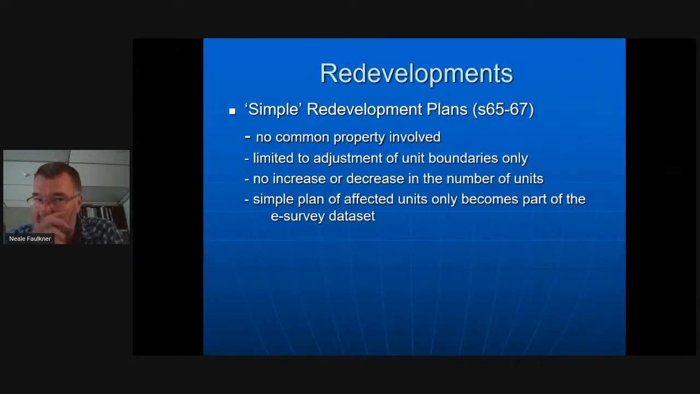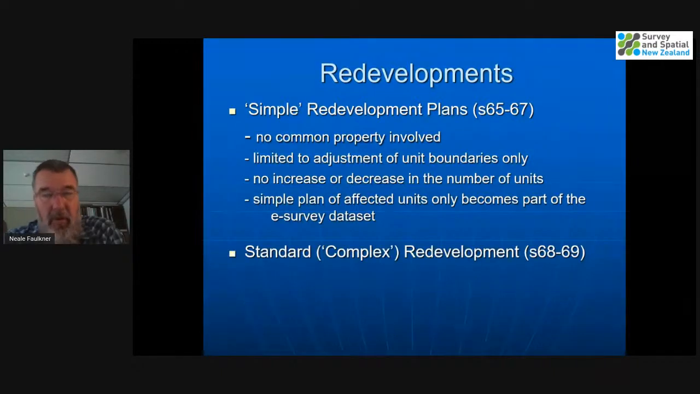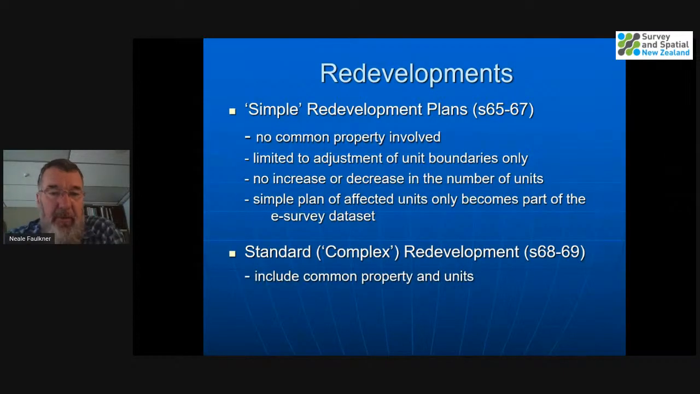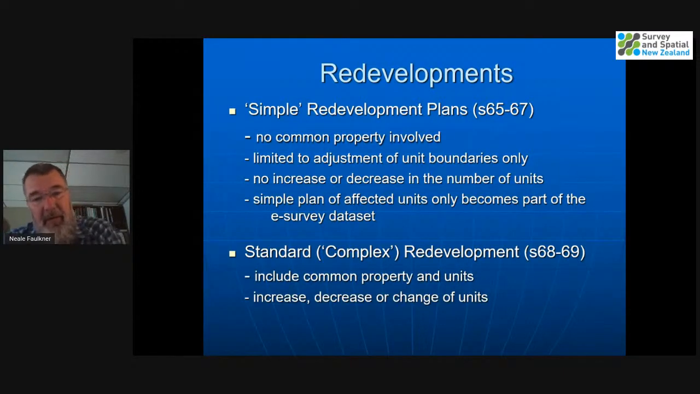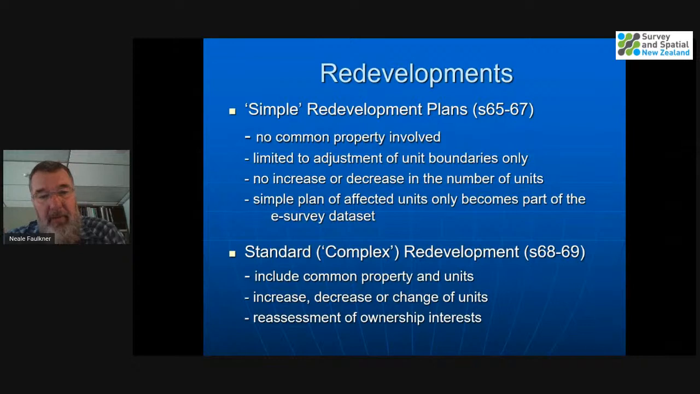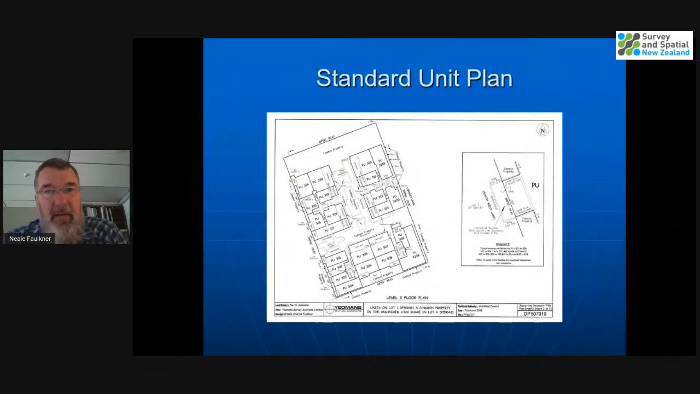So generally speaking, if you're doing any adjustments, you're going to fall into the standard or complex, some people call it, redevelopment, but it's basically a standard redevelopment. That includes common property and units. If you're having an increase or decrease or change in the number of units, it's a standard redevelopment. If it requires a reassessment of the ownership interest, then it's a standard redevelopment. So pretty much everything's a standard.